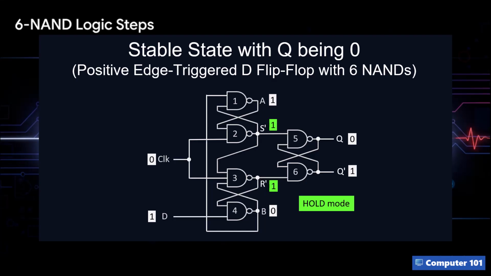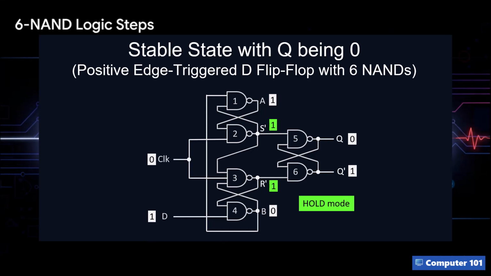Starting with step 1, the input stage. Imagine the clock signal is currently low, sitting at a 0. Because of how NAND gates work, where any 0 input absolutely guarantees a 1 at the output, gates 2 and 3 are forced to output a 1. Moving to step 2, the intermediate stage. This means those intermediate states, S' and R', are both just chilling at a 1.